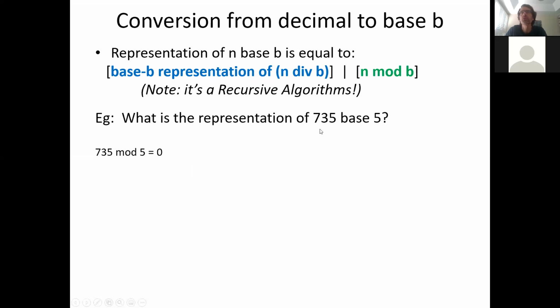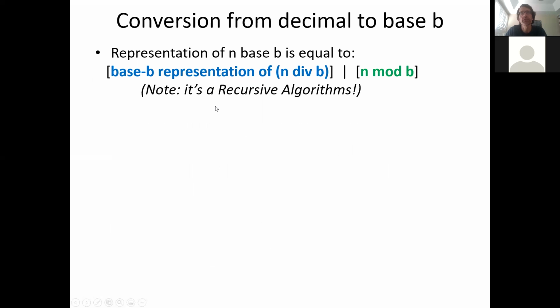So it's a recursive algorithm, but what's the base case? I didn't say, but the base case is kind of obvious: if there's nothing further to divide. If n is already smaller than b, then that's your base case. At that point, you just output n, and that's it. So the base case is obvious here.